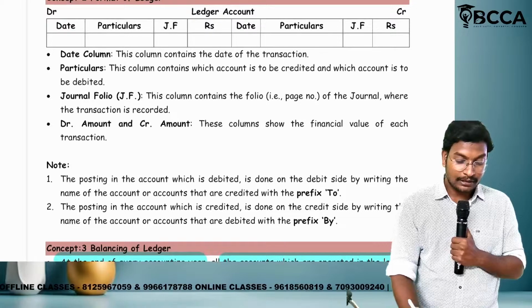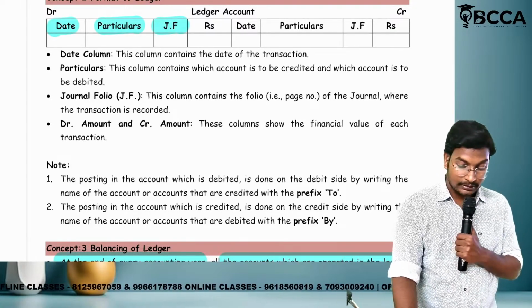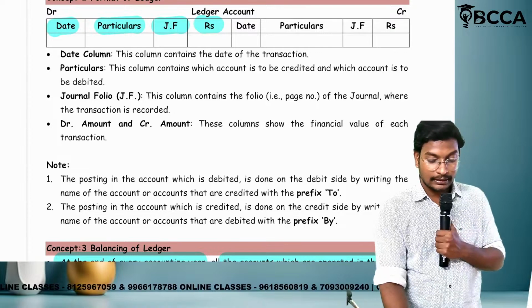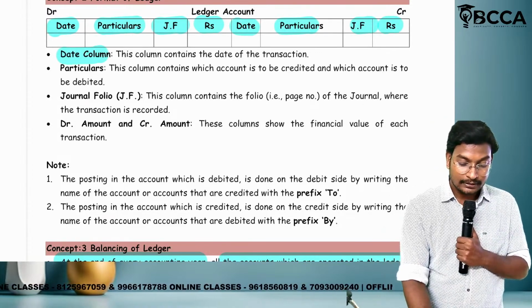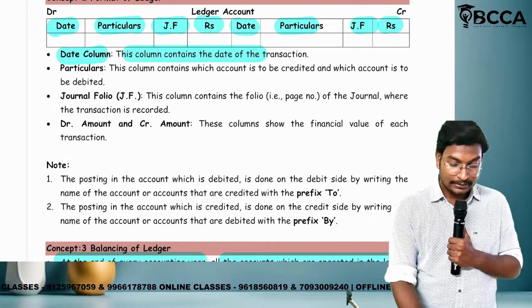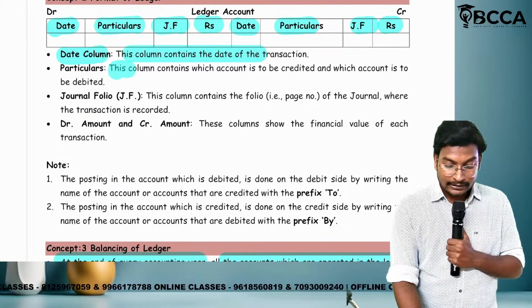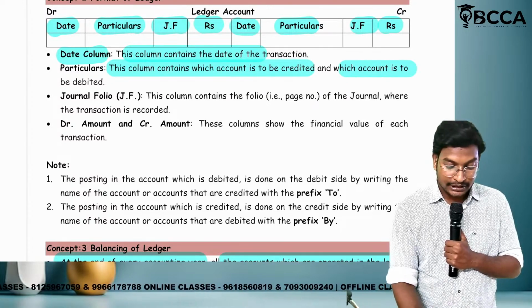So what is the format? Date, particulars, JF and amount. The date column contains the date of the transaction. Next, particulars means what? This column contains which account is to be debited and which account is credited.